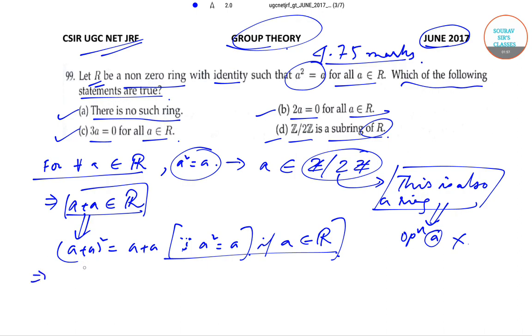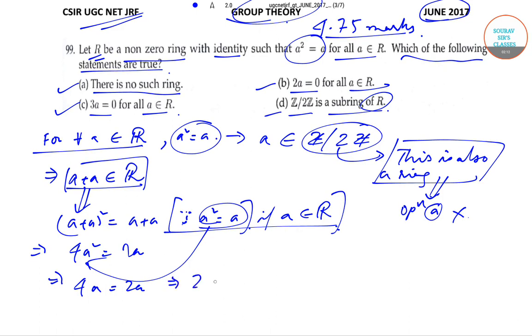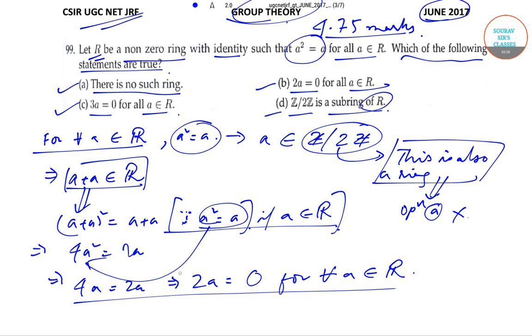So now this will be equal to 4A square, and A plus A is equal to twice of A. Now A square is equal to A. So if we replace over here, this will give us 4 of A is equal to twice of A. So if 4 of A is equal to twice of A, that will give us that twice of A is equal to 0 for all A which belongs to R. So from this we can say that option B is correct.